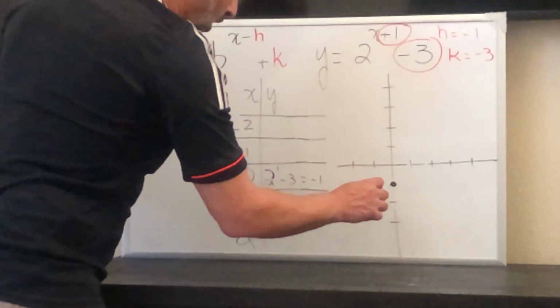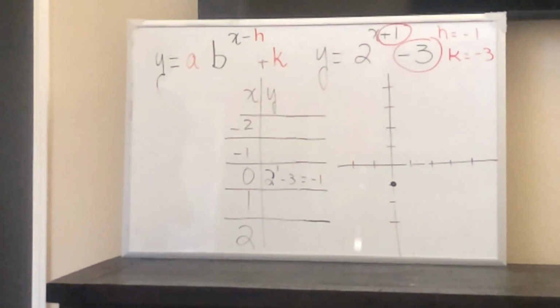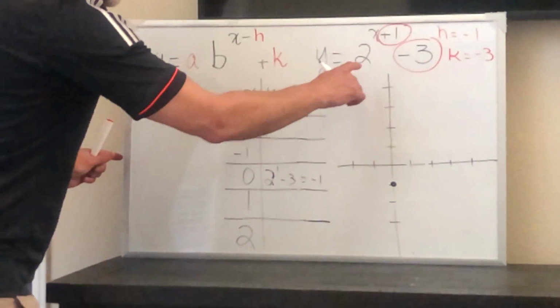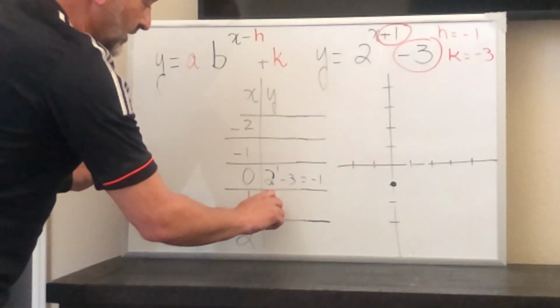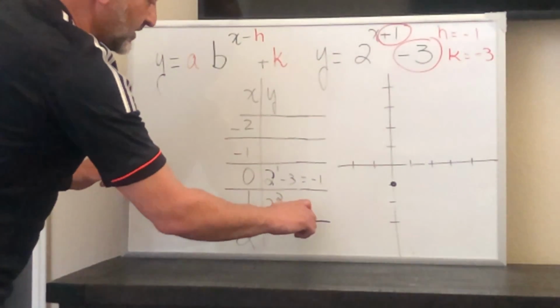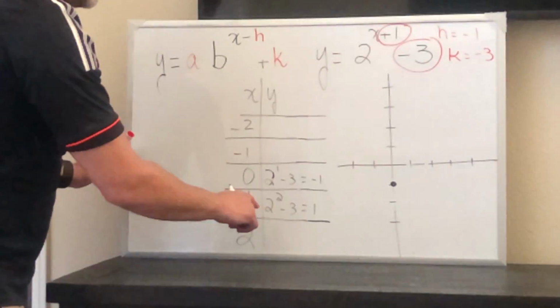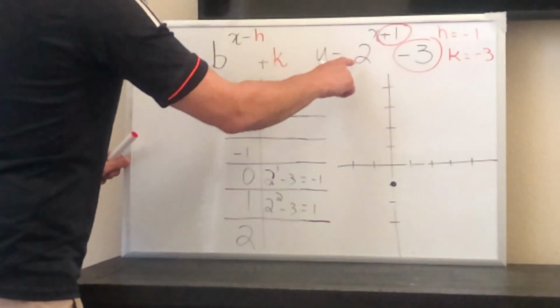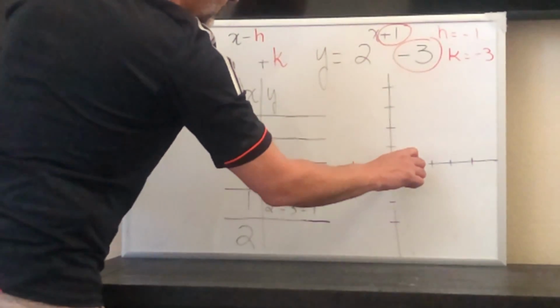That's our y-intercept. When I plug in 1, 1 plus 1 is 2, so I get 2 squared minus 3. Now that's 4 minus 3, which is 1. So when x is 1, we get 1. So (1, 1).